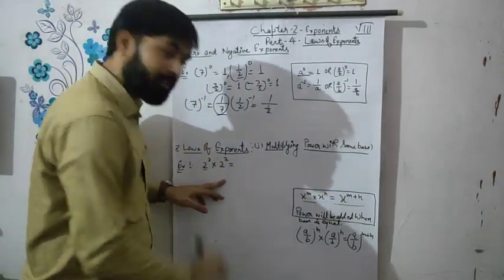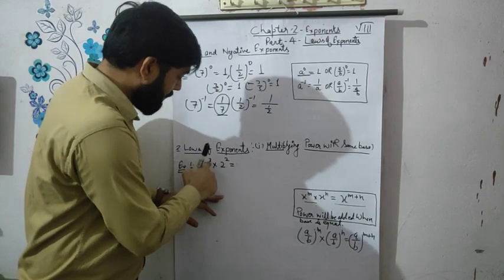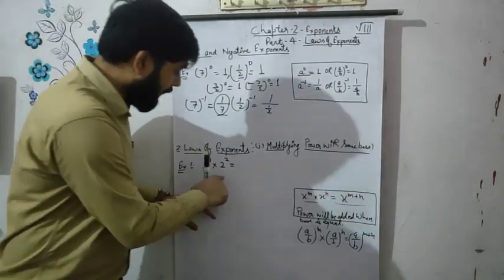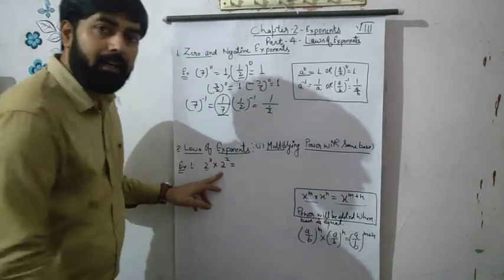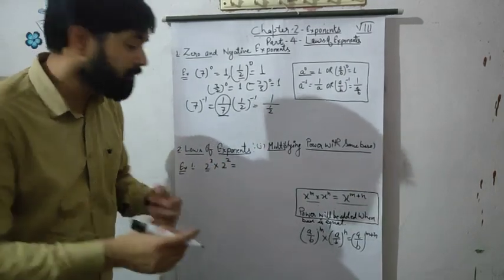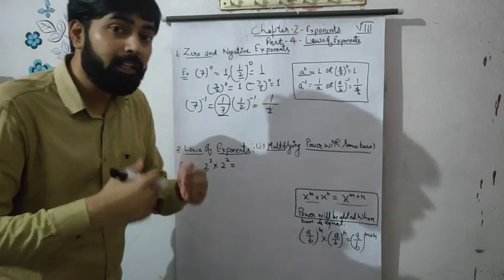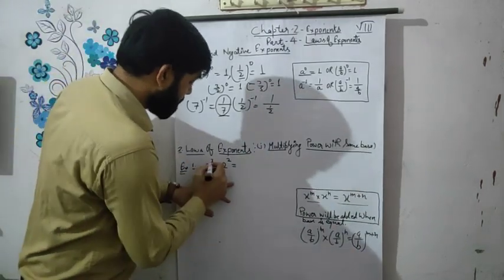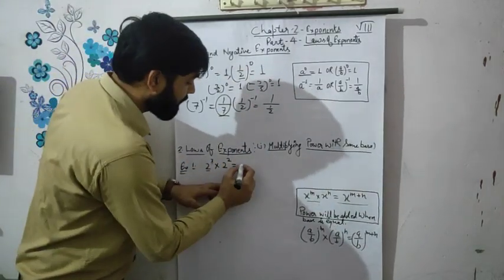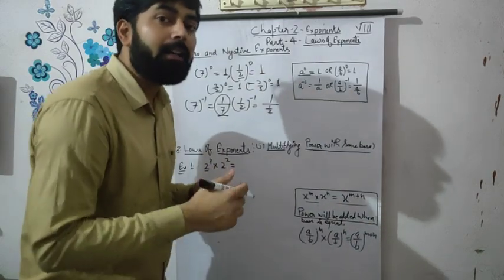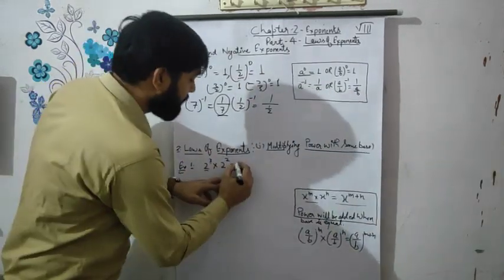We can solve it according to the power. What is the base here? 2, raised to the power 3, and again the base is 2, raised to the power 2. How can we solve? We can solve by the expanded form according to the power. What is the power of the first number? 3. We can write 2 multiplied by itself how many times? 3 times.